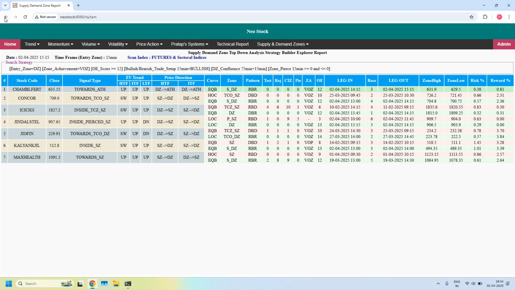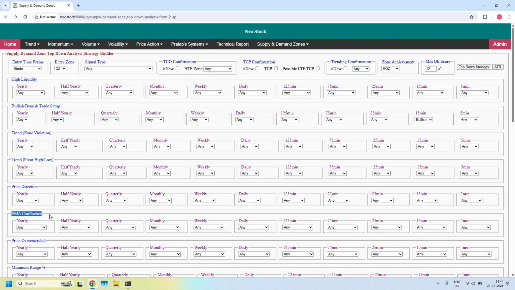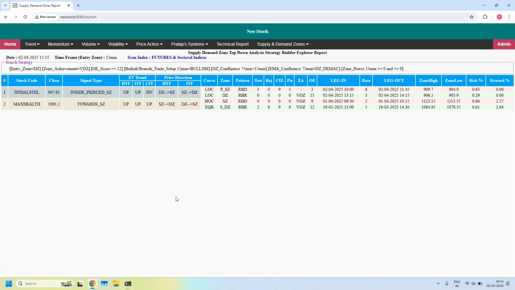So let's verify the EMA confluence. EMA confluence at 75 minutes: selecting 75-minute demand zone having daily EMA confluence. Anyway, the 75-minute trend is up. So we got 2 stocks. These 2 demand zones have an even higher probability of success. That is the reason this zone is already tested 8 times.